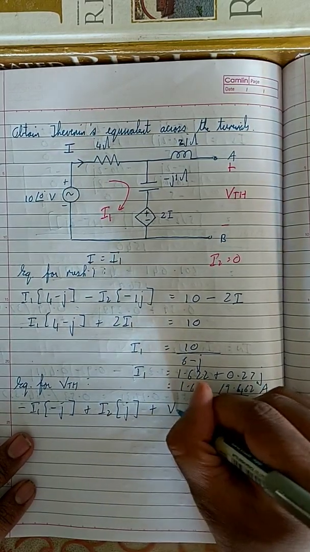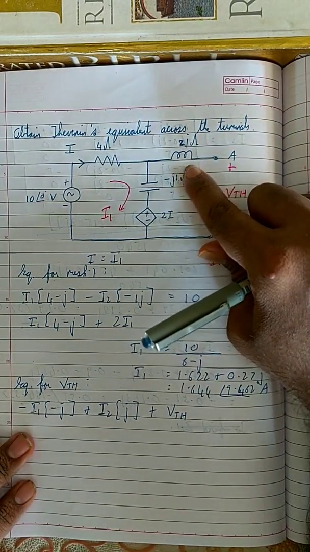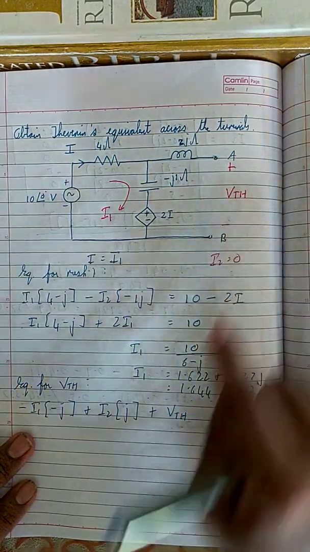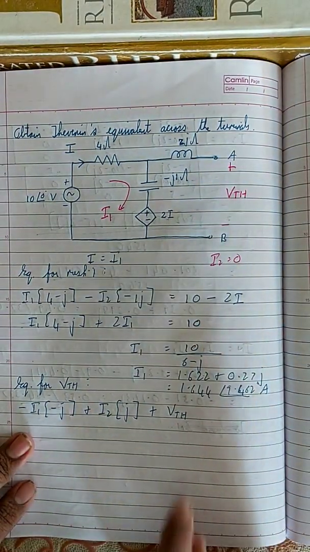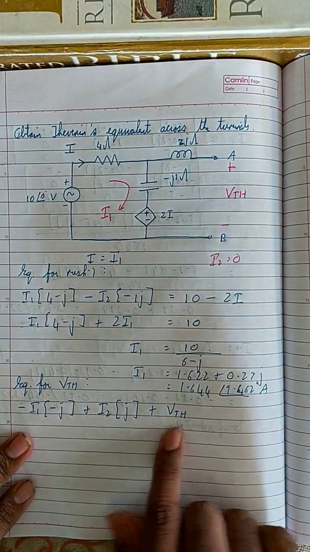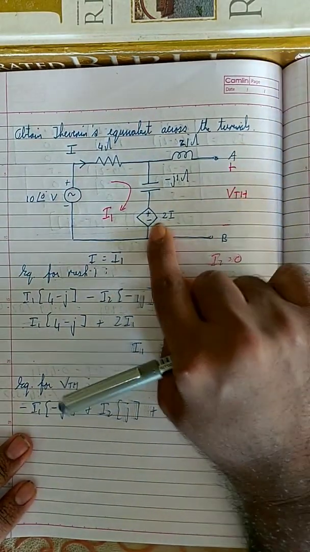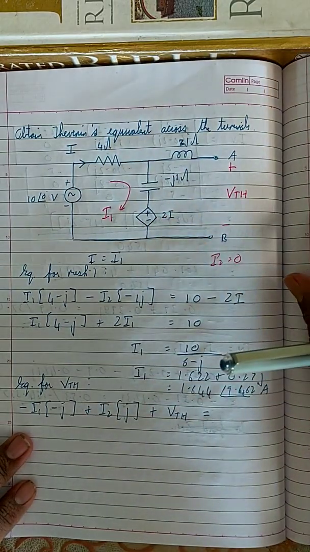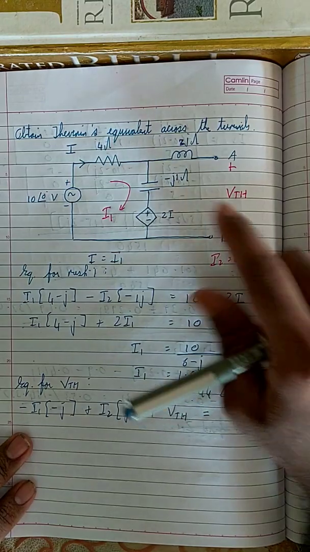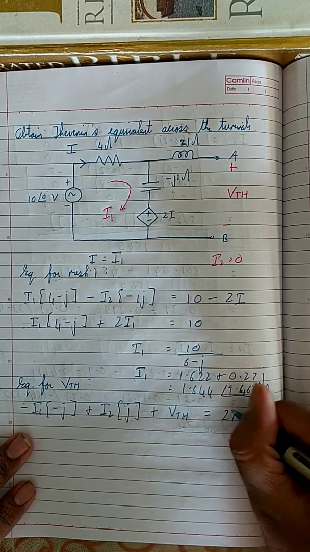Plus VTH. Why it is plus VTH is because this I2 current is flowing from a higher potential to a lower potential, which is what a current is supposed to do. So that's why I'm representing it as plus VTH. This is equal to, are there any voltage sources over here? There's a voltage source, called 2I. And this I2 is flowing out of the positive terminal, which means this positive terminal is generating I2, so it will become plus 2I. So this is equal to 2I.